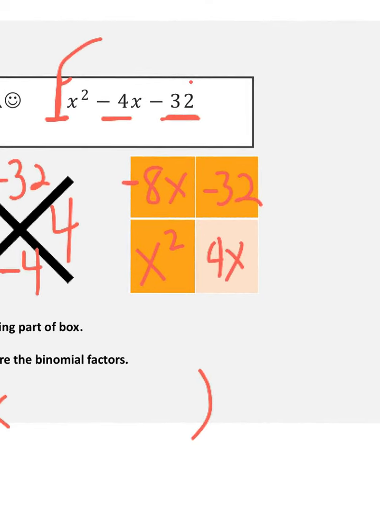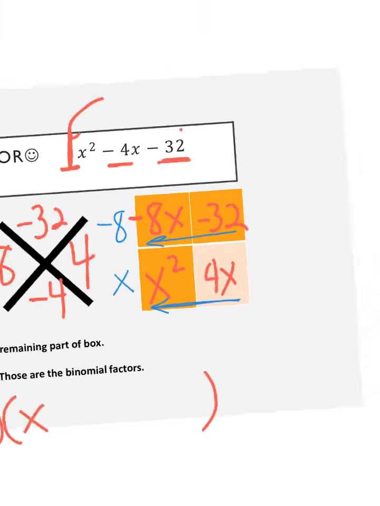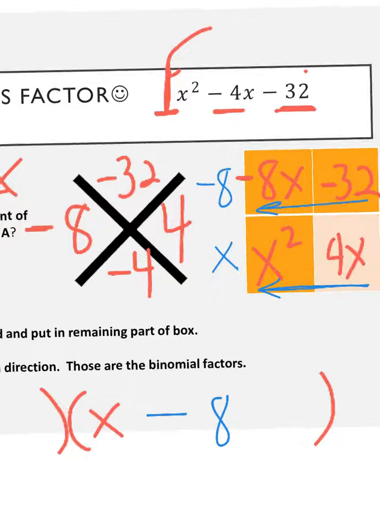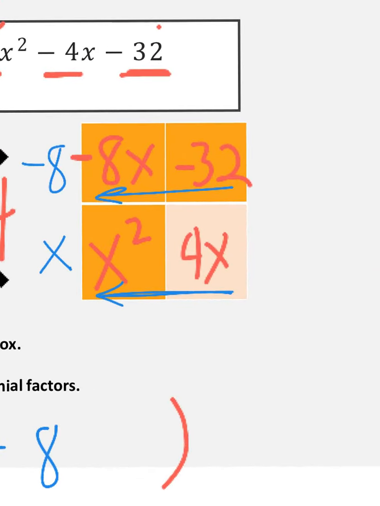And then let's see. If we're dividing out this way, negative 8 and negative 32 have the biggest common factor of negative 8. X squared and 4x, biggest common factor is x, so one of our factors is x minus 8. And then we can go ahead and look at the other way.